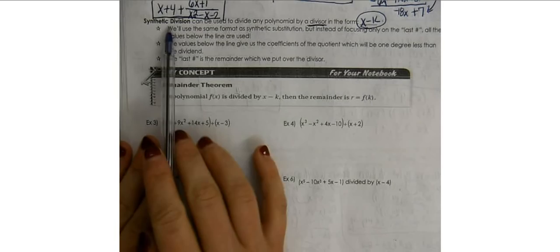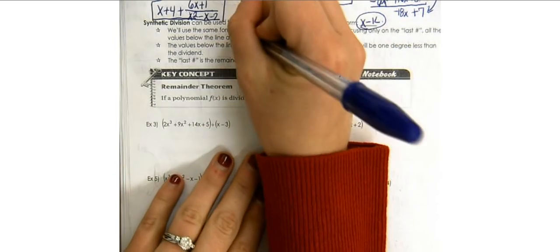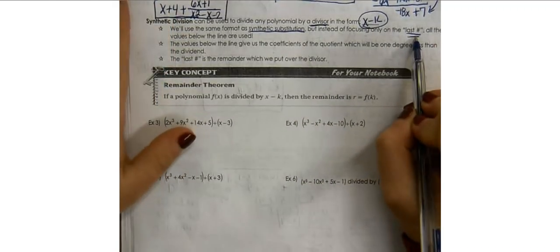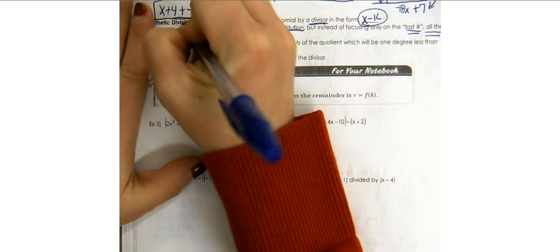So we'll use the same format as synthetic substitution. But instead of focusing on only the last number, all of the numbers below the line are used. So we're going to be working with all of the numbers below the line because all of the numbers below the line have meaning. That's why I insisted that you use a consistent structure when we were doing synthetic substitution.